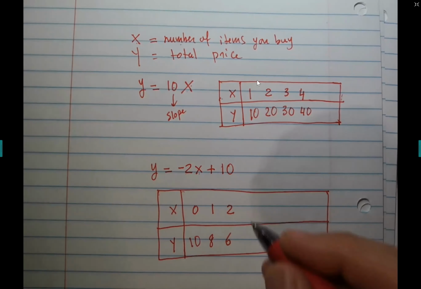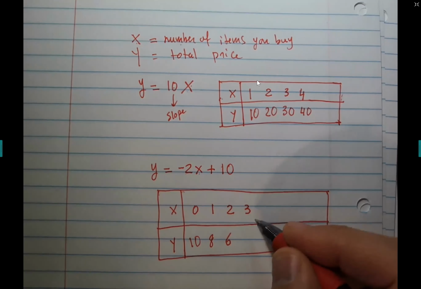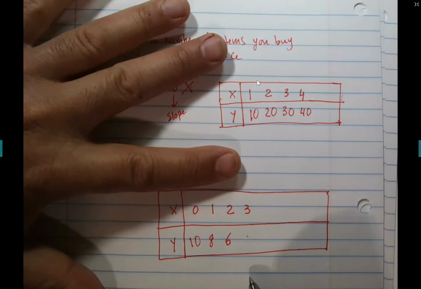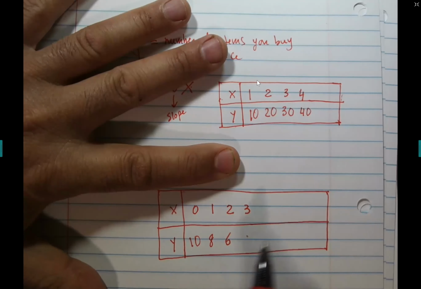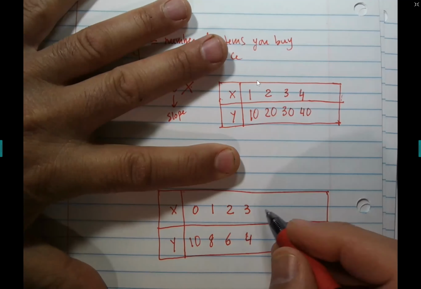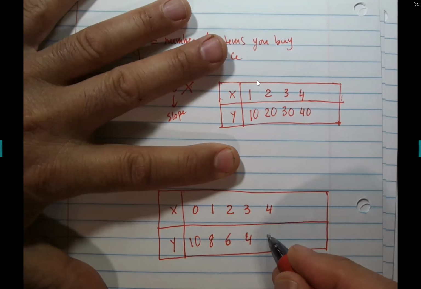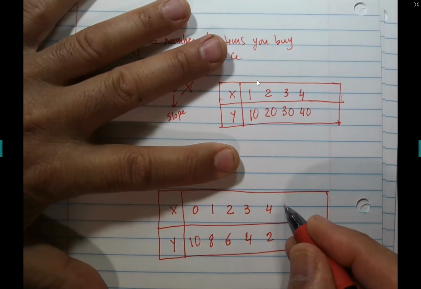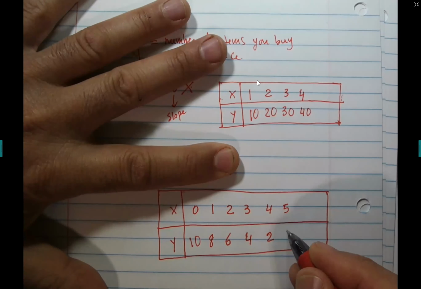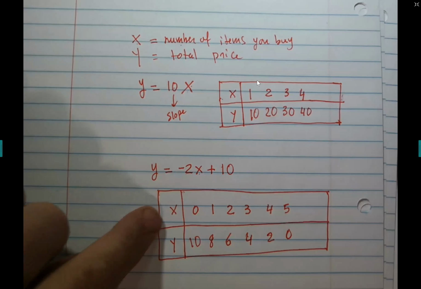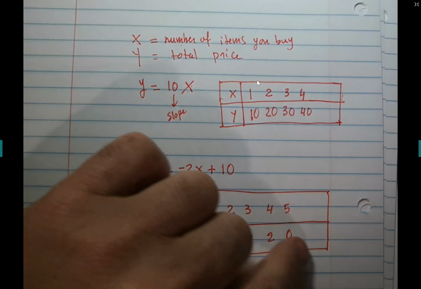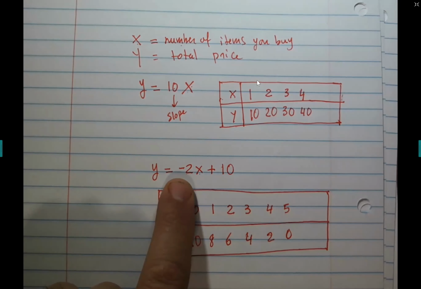And you guys can tell what's going to happen at 3 now. Can you guess the answer without even doing the work here? 10, 8, 6. What do you think it's going to be here? 4. We're decreasing by 2. If I do a 4 here, can you guess what the answer is going to be? 2. And if I go to 5, what's it going to be? 0. And so on and so forth. Yes. As the x values increase, the y values decrease. And don't be surprised, because the slope is negative.